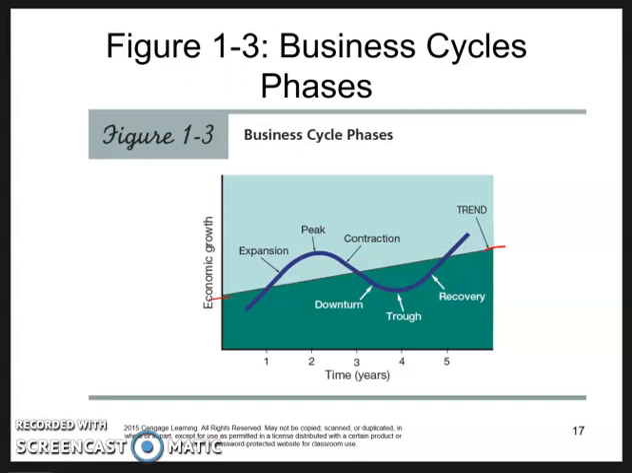Then downturn is below the trend line, and downturn is the beginning of a recession. Then trough is when the recession bottoms out, and recovery is again below the trend line, when after the economy reaches its trough, economic growth starts to increase again. Those are the phases of the business cycle.